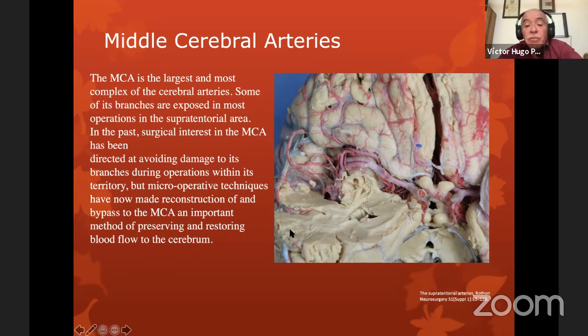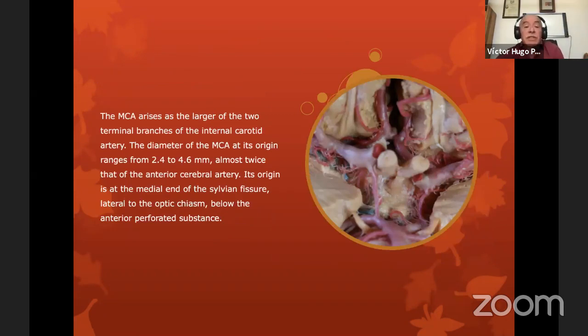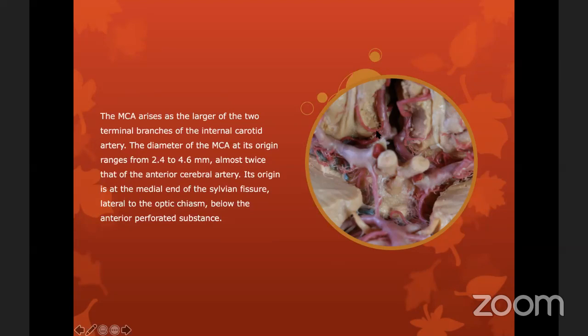Here we have the frontal lobe, the temporal lobe was cut, was removed, and we can see here the first segment of this middle cerebral artery and second segment, third segment, and fourth segment. This is the sphenoidal segment, M1, M2, insular segment, M3, opercular segment, and M4, cortical segment. The middle cerebral artery arises as the larger of the two terminal branches of the internal carotid artery. You can see it here. The diameter of the middle cerebral artery could be from 2.4 to 4.6 millimeters, almost twice the anterior cerebral artery. Its origin is at the medial end of the sylvian fissure in here, lateral to the optic chiasm.